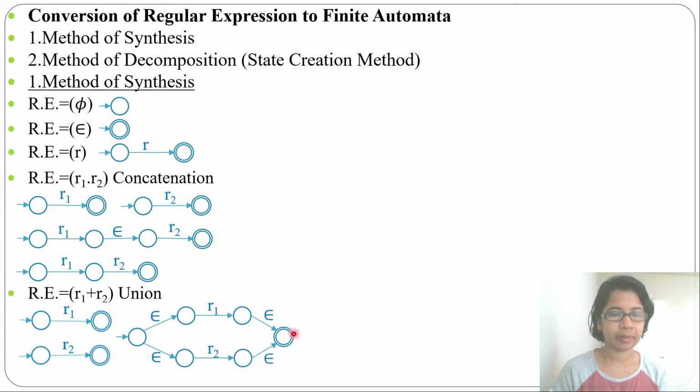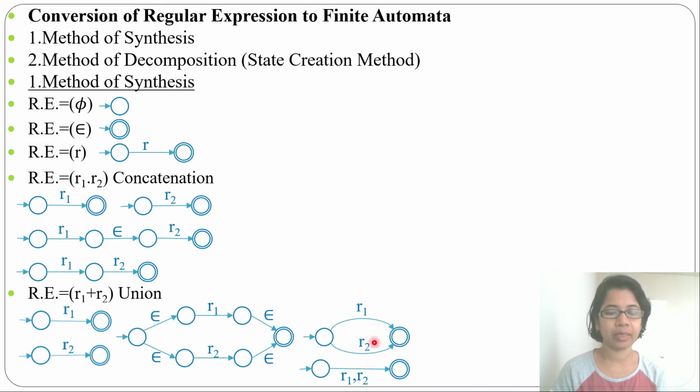This is using epsilon, or you can say this is an epsilon NFA. You can simply make a DFA. Rather than using epsilon, you can simply write R1, R2. Now R1, R2 are parallel edges, so you can simply write them in one edge. This is R1, R2, or you can write R1 plus R2. So now we got R1 union R2. This is the epsilon NFA, this is the DFA, and this is the simplified version. These are two parallel edges, so you can write them in one edge.